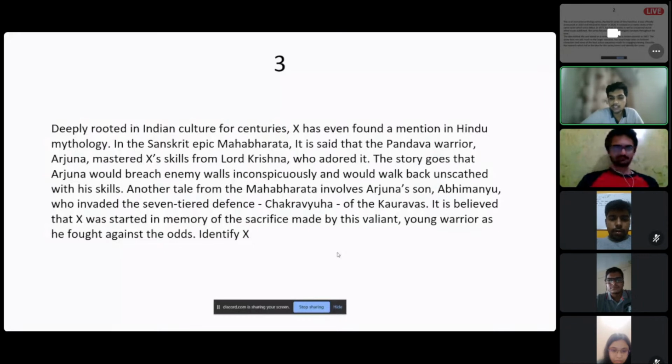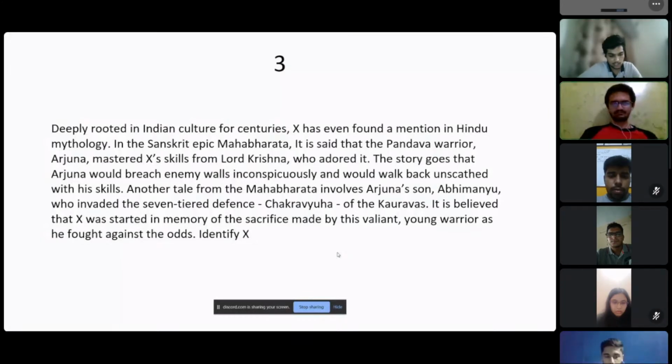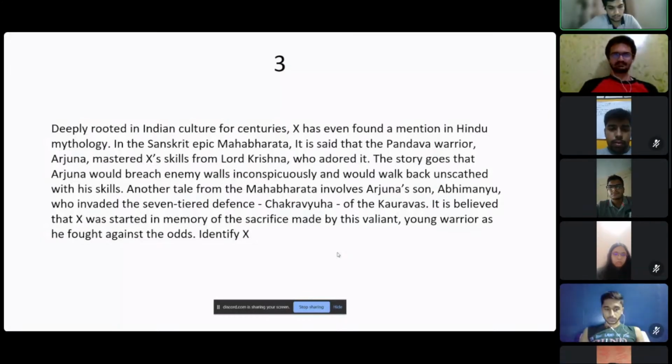So we want the answer of what was started in the memory of Abhimanyu. You'll have to think a bit outside the box for this answer. Yes, it is very common and it is also a difficult question at the same time. So I'll be closing the pounces in 5, 4, 3, 2, 1. Nobody pounced.